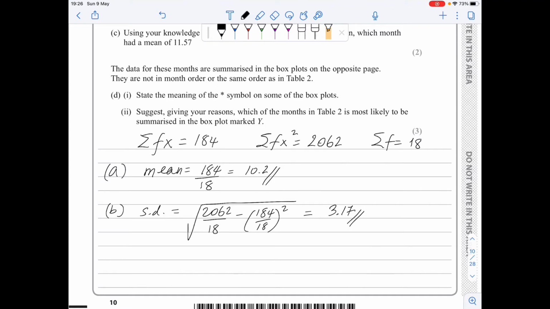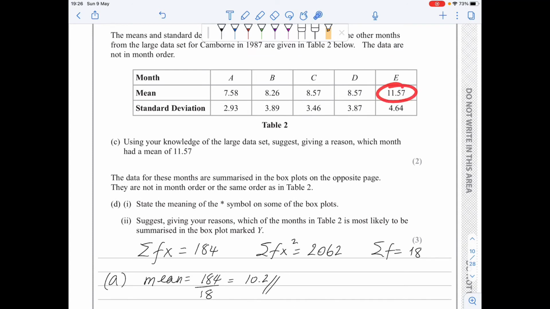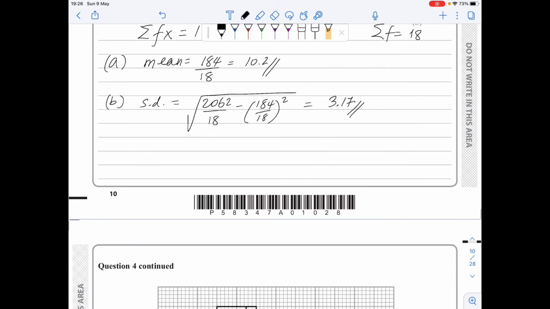And part C says, using your knowledge of the large data set, suggest, giving a reason, which month has a mean of 11.57. Note this is the highest mean, so wind speeds of 11.57 should occur in autumn since the months in the large data set go from May to October. The most probable answer will be October, although September is accepted, and the reason would be since it is windier in the autumn.